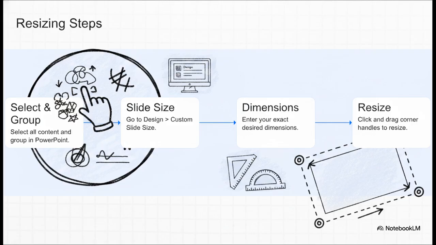Step 3, click Custom Slide Size and enter your exact desired physical dimensions. Finally, Step 4, just click and drag any of the corner handles to resize the grouped content so it fills your new page perfectly. Those corner handles are the secret sauce here. They keep all the proportions exactly correct, preventing your layout from ever getting stretched out or distorted.